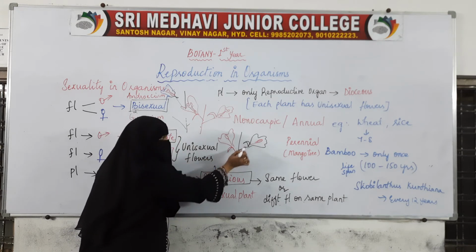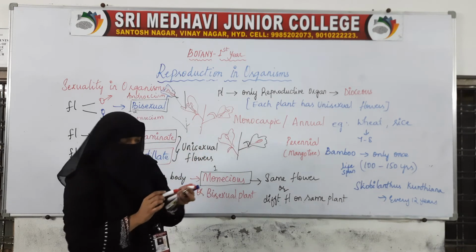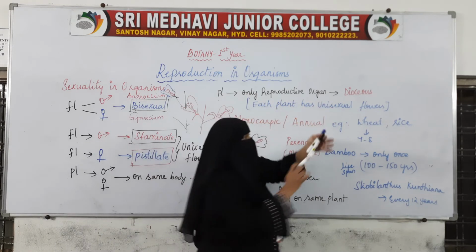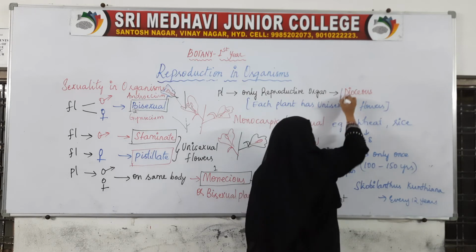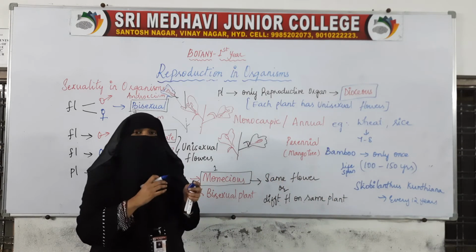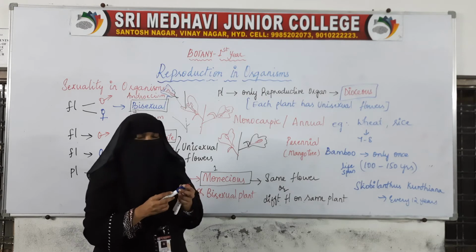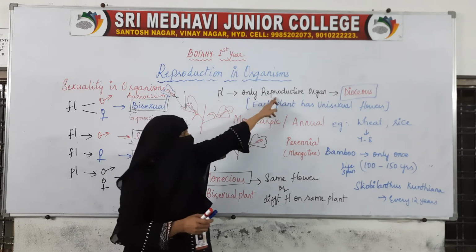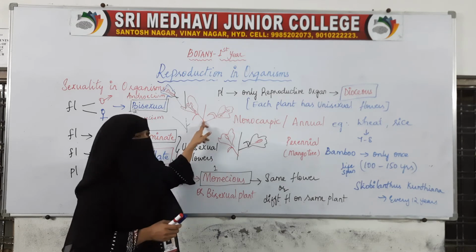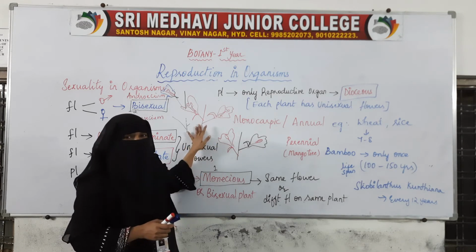On a single plant, only one reproductive organ is present. Then these plants are said to be dioecious. Dioecious means two different plants, one for male, one for female. One male plant and one female plant. So this is for the male plant and this is for the female plant. Two plants are there, two plant bodies are there.